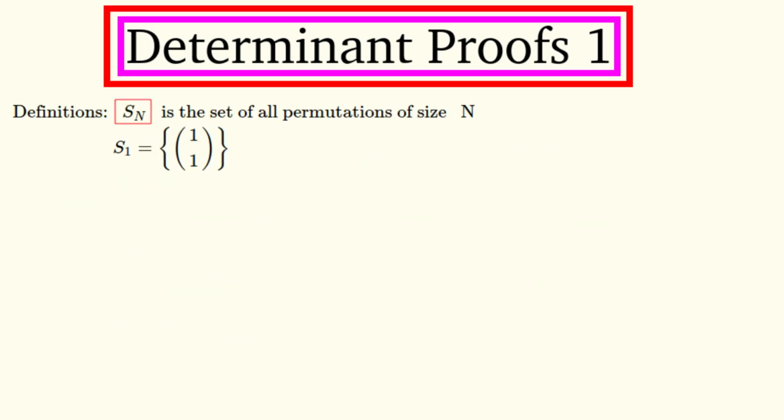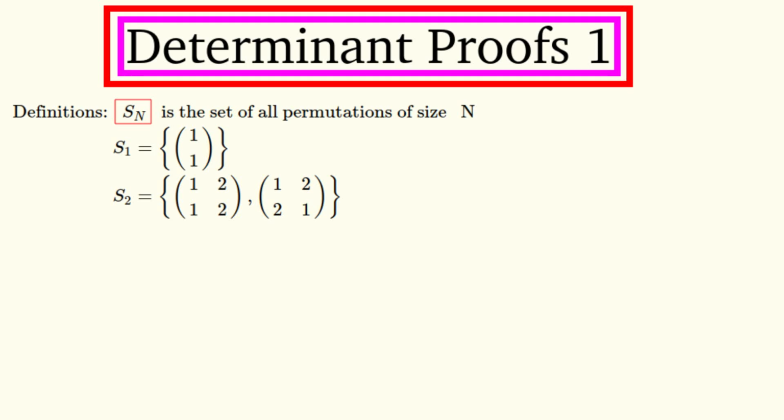If you're interested in determinant proofs, then you must already have a lot of knowledge of linear algebra. I guess that you'd know about permutations. The set Sn is the set of all permutations with size n. Here's the set of all permutations of size 1, and it's extremely simple. It only contains the identity permutation. There's not a lot that you can do with a set containing only one element.